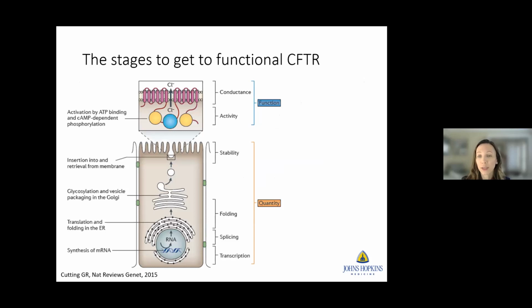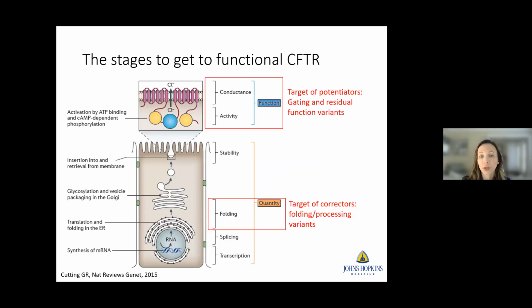So when we think about where these might have the biggest impact, potentiators are going to target the functional parts of CFTR. So up at that upper part of the schematic, once the protein has already made it to the cell membrane, they help conductance of the ions get through, and they help activity of CFTR. So they get the gate to open more and for longer. And the target of these types of drugs are variants that affect gating and which have residual function. Residual function variants imply that you've got a little bit of CFTR function. And really the only way that that happens is if you've got at least some protein that has folded and made it to where it's supposed to go. So that's really the main target of the potentiators.